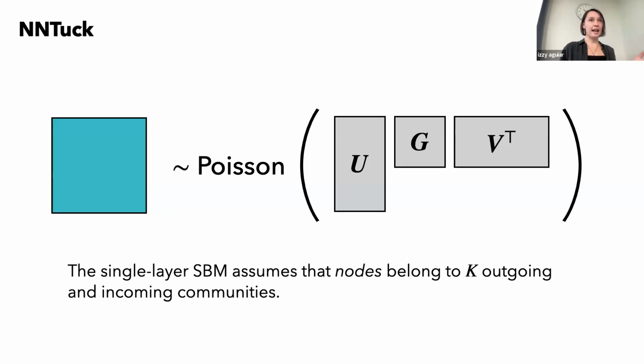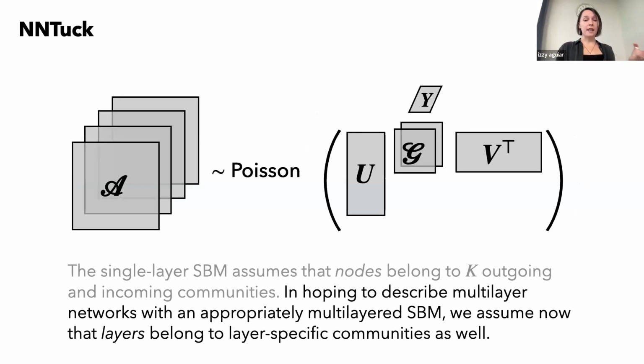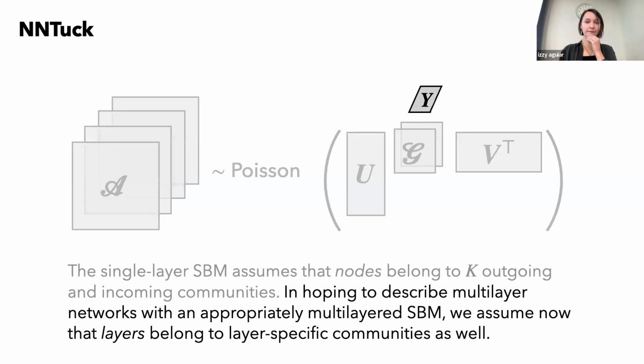But just as the single layer stochastic block model assumes that nodes belong to K outgoing and incoming communities, in hoping to describe a multi-layer stochastic block model that appropriately models the multi-layered aspects of this network, we also now assume that layers belong to layer-specific communities as well. So we can group together the nodes in communities and the layers in communities as well. And these layer communities are given in this third factor matrix Y.